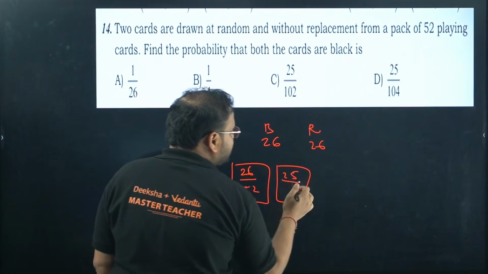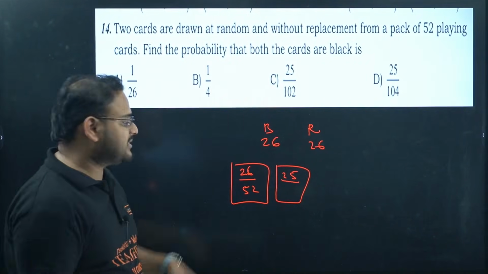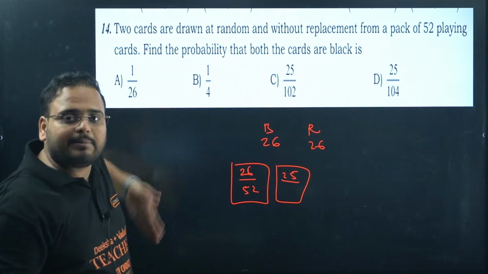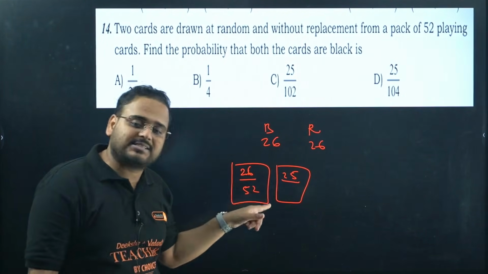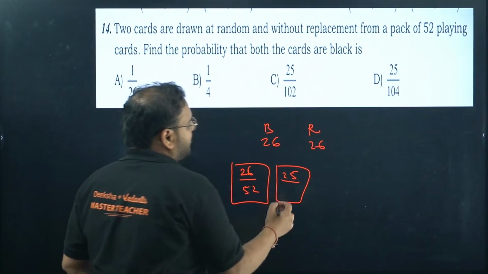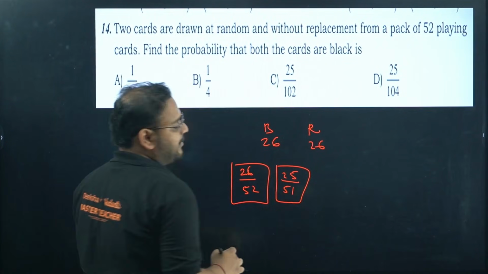It will become one less because I've not replaced it back. Once I took the first black card out, I kept it in my pocket. I'm not putting it back. So the number of black cards is now less. So 25. And this is what? Also less. So 1 is less, 51.